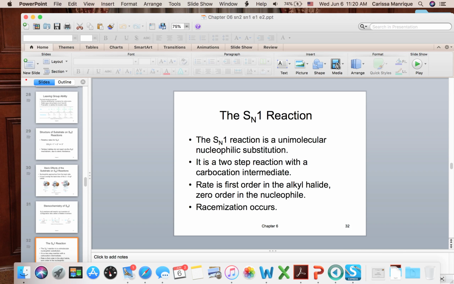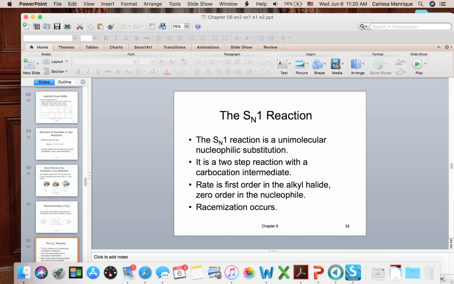And so that's everything for SN2. Now here's SN1. SN1 is pretty much the opposite. It's unimolecular, so only one thing will happen at a time. It's a two-step mechanism, because remember before with SN2, everything happened together. Two things happened at one time. The rate is first order in the alkyl halide and zero order in the nucleophile. So basically the rate determining step is your leaving group leaving. So it doesn't need a strong nucleophile to come in.